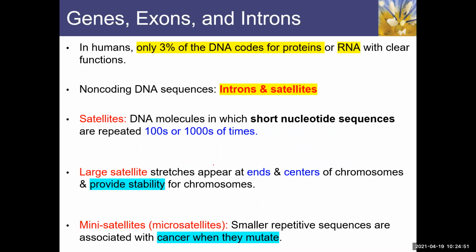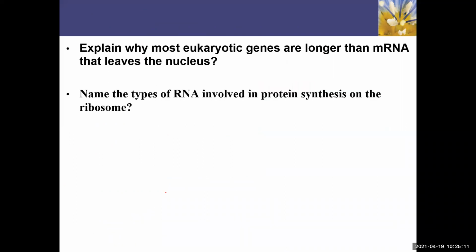We spoke about the telomeres last time at the end of the chromosome, right? Which protect the chromosome from degradation. So in short, they are what? Highly repetitive sequences, whether it's a satellite, a large satellite or a mini satellite, right? So they're non-coding sequences present in the chromosomal DNA. Okay, and we did all this.